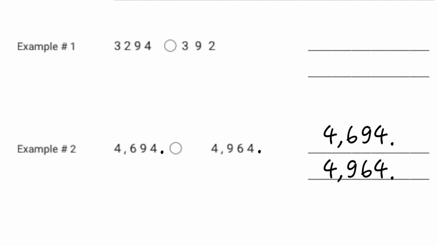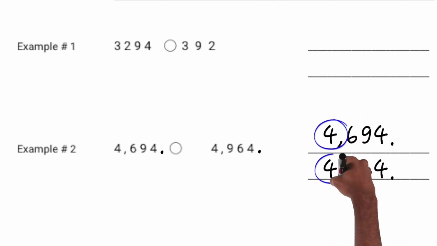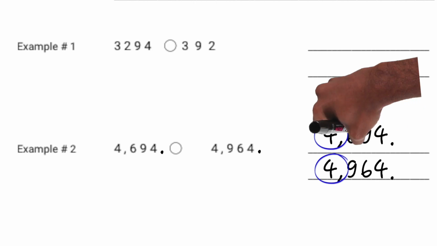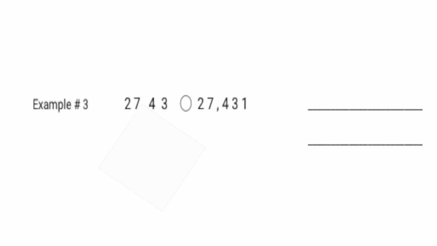In step number 4, I start to compare on the left hand side in the thousands place. But since I have a 4 at the top and at the bottom, I'm going to go ahead and move to the hundreds place. In this case, I can see that the 6 is less than 9, and that means that 4,694 is less than 4,964. Let's move on to the final example.